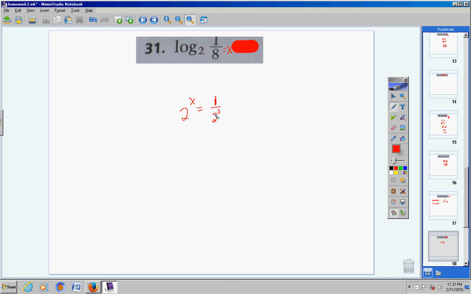Then I'm thinking, hold it, I can bring this 2 to the negative 3 up top and make the 3 negative. So then I would have this. There's already a 1 up top, so 1 times 2 to the negative 3. There's nothing left on the bottom, so I put a 1. Well, 1 times anything is just itself, 2 to the negative 3. And if it's over 1, you really don't need to put that 1. So I end up with 2 to the negative 3. Notice I have like bases now, so I can cross them off. So my exponents are equal. X equals negative 3. Okay? Alright, moving on to number 32.